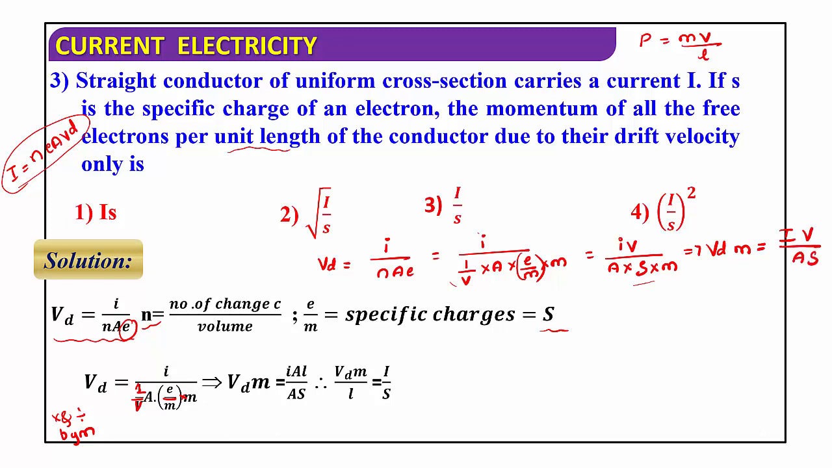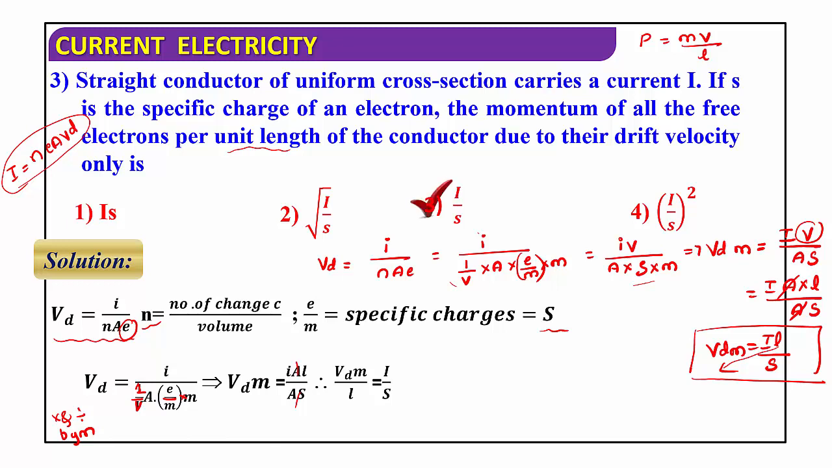Is it clear? So I into V divided by A into S. I keep as it is. In place of volume we can write area into length, divided by A into S. A will get cancelled. So the final equation is IL divided by S, on the LHS Vd M. So this is the equation they have given here. Vd M equals I A L divided by A S. A will get cancelled. So this L is taken to the LHS, it will go to the denominator. So Vd into M divided by L equals I divided by S.